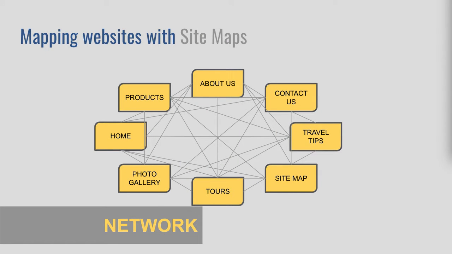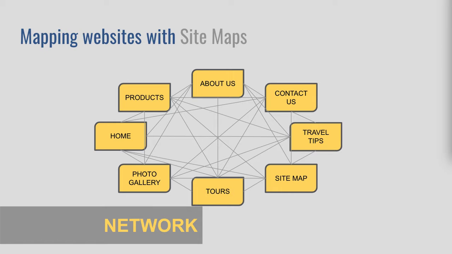So when we're talking about site maps, the main one that you'd be familiar with would be a network. And most websites work on a network system as the core of their site. In a network, you can see I've got all of the individual pages listed. So they're indicated in the yellow boxes there, the home page, the products page, the about us page, contact us page, etc. You can see indicated by the grey line are the connections between each page. And if you follow the lines from the home page, you'll see there is a line from the home to the products, from the home to the contact, from the home to the travel tips, from the home to the sitemap, from the home to the tours, from the home to the photo gallery.